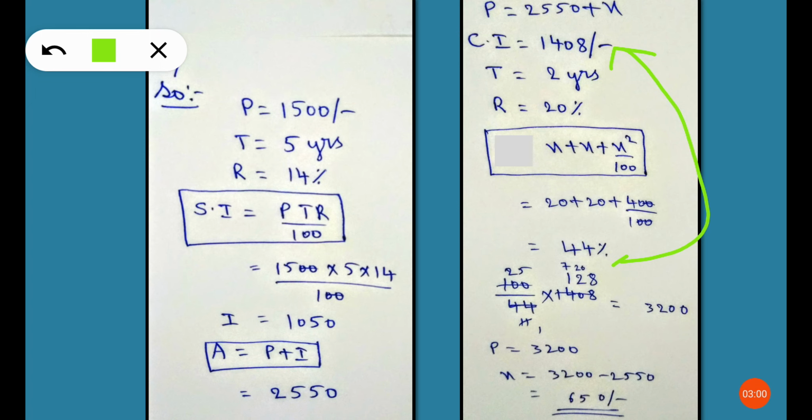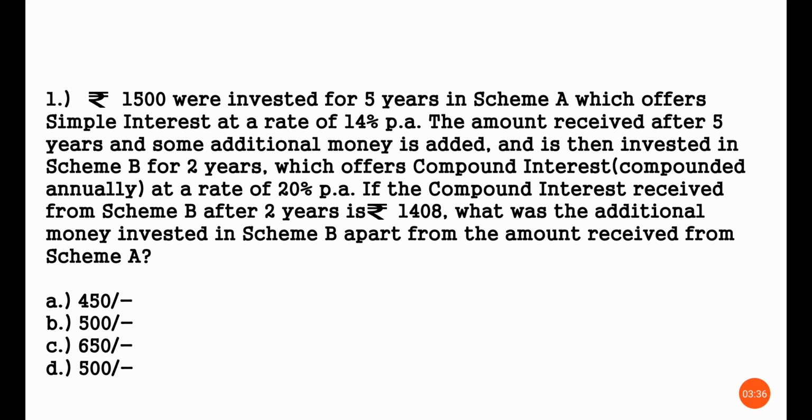When 44% is 1408, what is 100%? 100% is always principal. So with cross multiplication, we get 100 by 44 into 1408, we get 3200. This is the principal of compound interest. 3200 is the principal of compound interest. In order to identify this additional money, we need to subtract 3200 minus 2550. Finally 650. This is the additional money that was added. 650. Option C is the right answer.